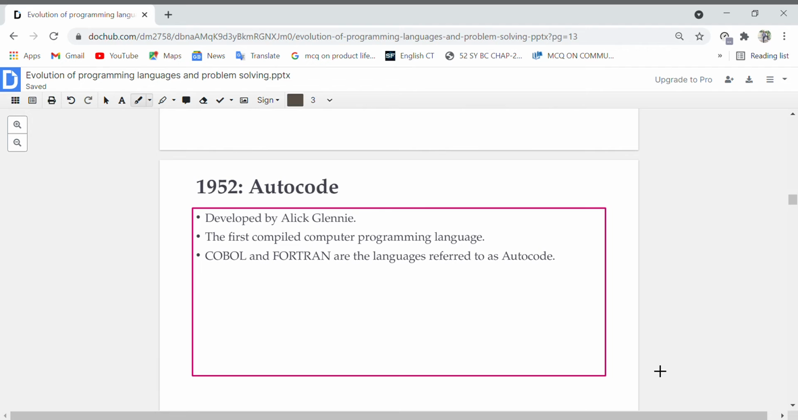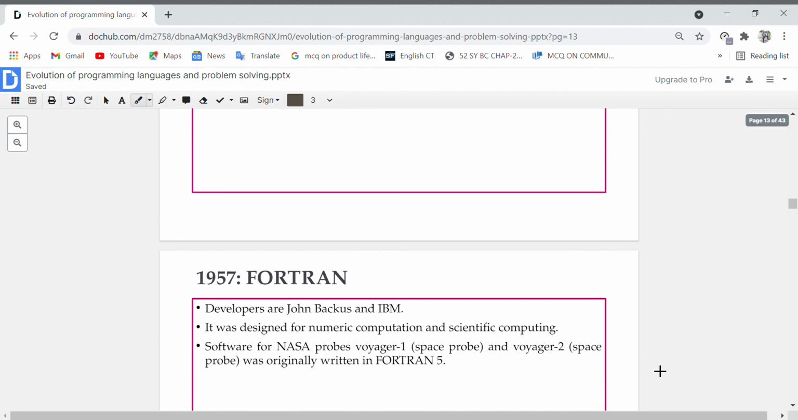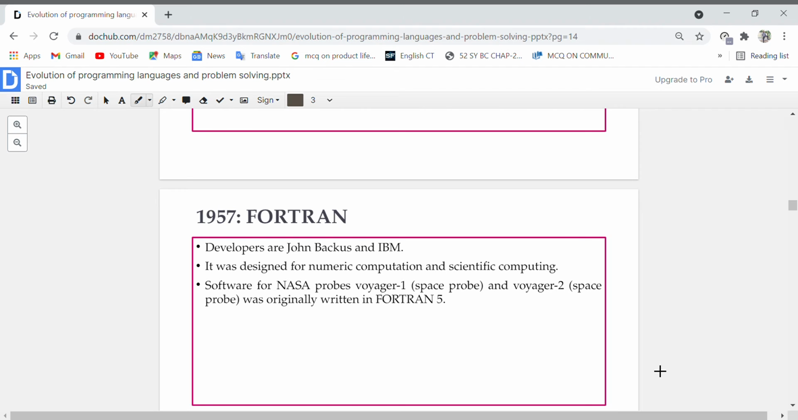Autocode, you don't need to learn much. You just need to know the fact that it was the first compiling programming language, and under autocode, COBOL and Fortran come. Fortran is what? It was the first numeric and scientific computer program, and it has also written programs for NASA.